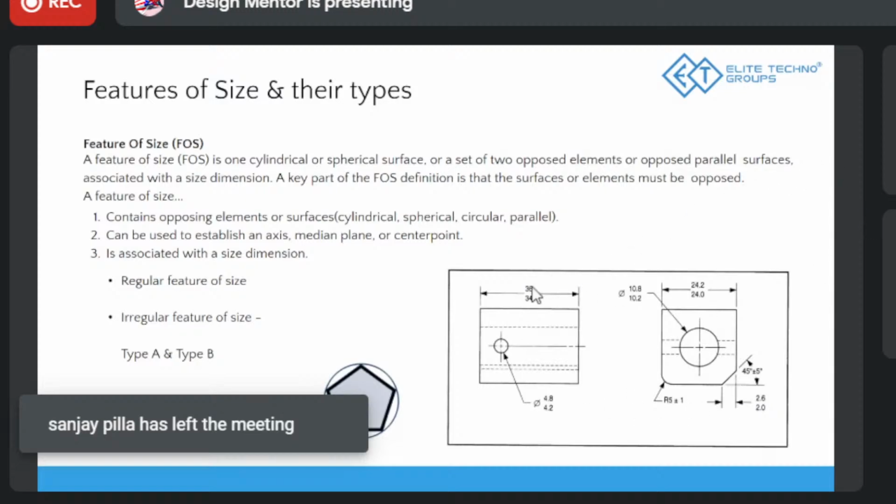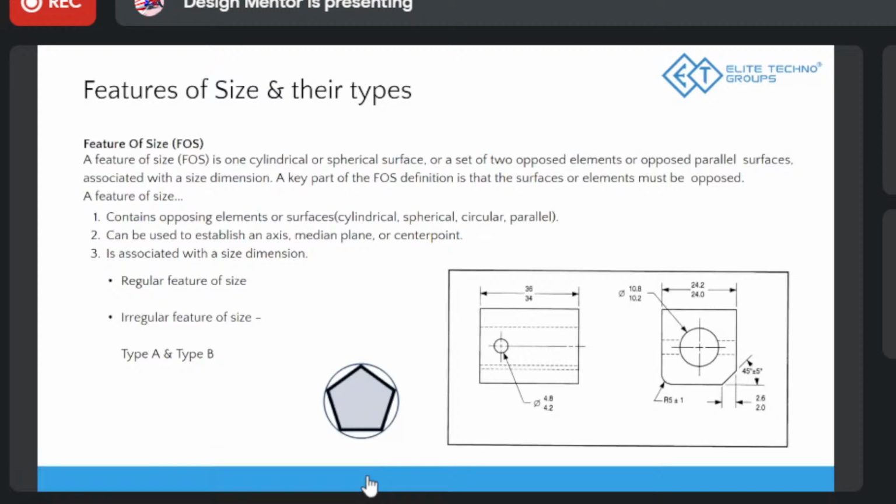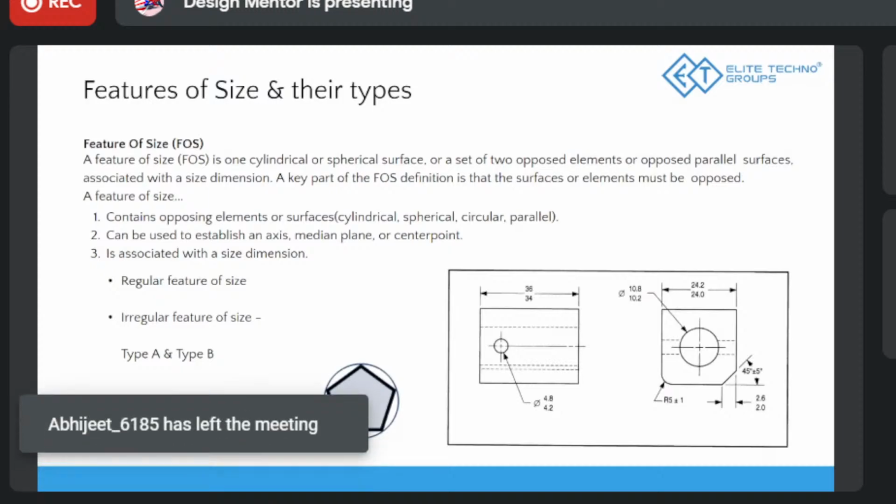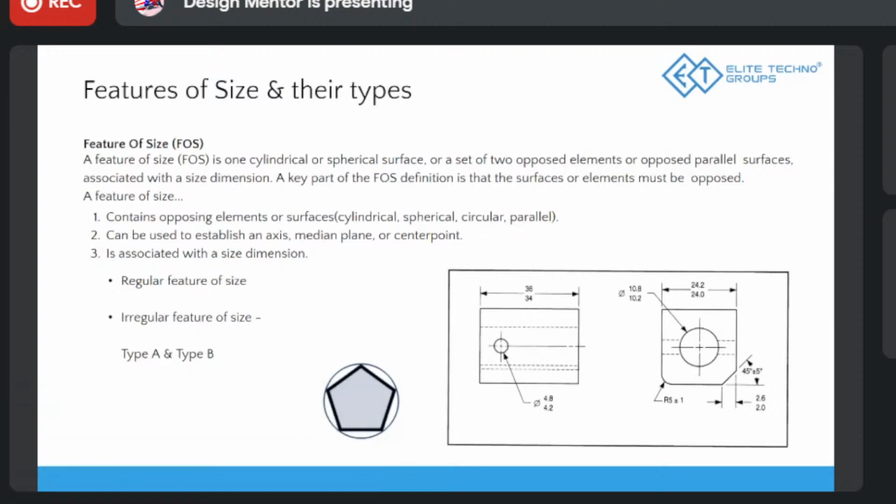On the right one, you can see there are this chamfer and radius, the chamfer and the curvature, right? Those features are called not feature of size because you can't directly measure them. You will have to use some different kind of equipment to measure the radius or the curve that is there, or the slant, the angle, right? So those are called not feature of size.